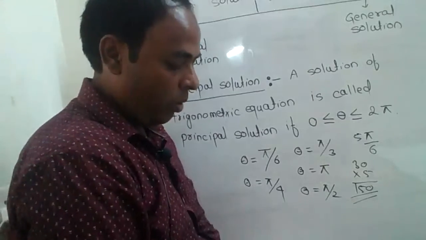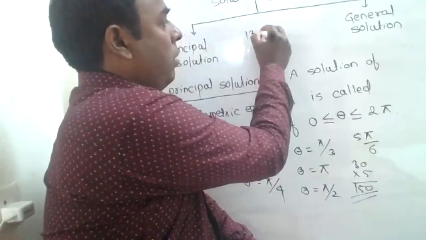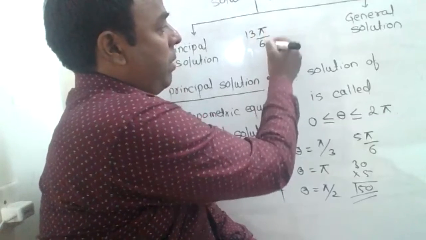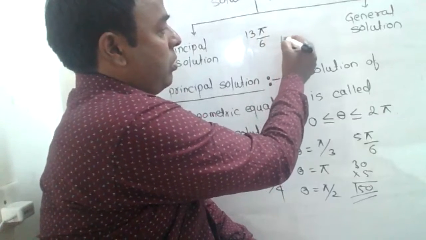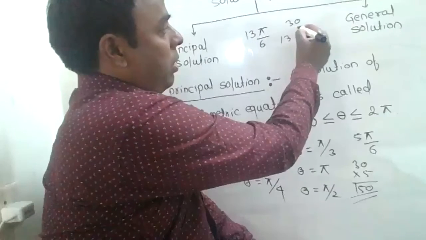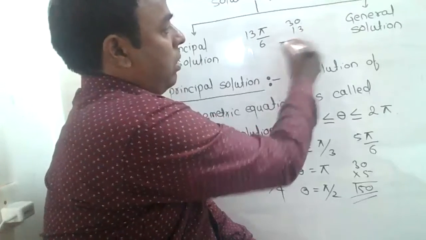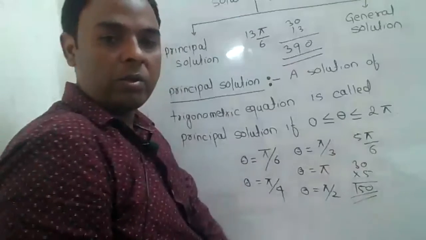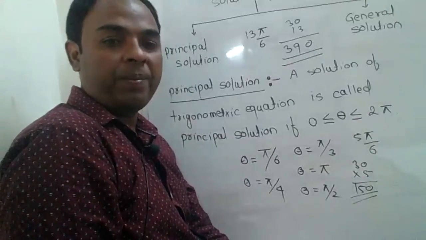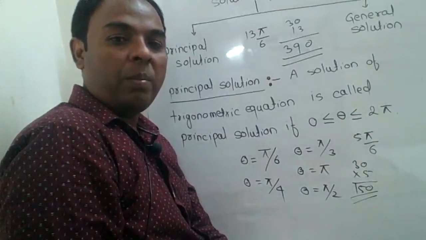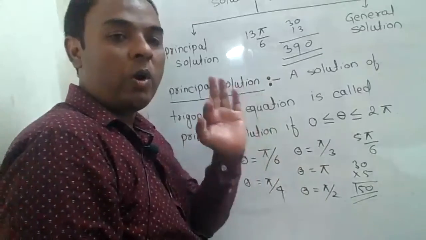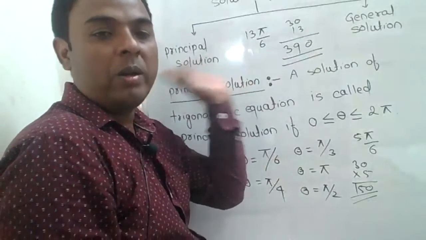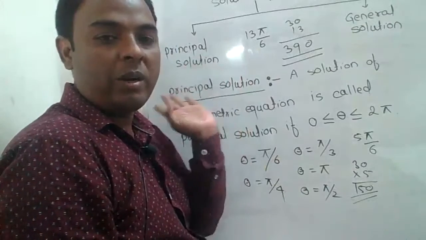Now suppose in your book it is given 13 pi by 6. So pi by 6 is 30. So 30 into 13, it is 390. So it is greater than 2 pi. Therefore 13 pi by 6 is a solution but not a principal solution. It may be a general solution but it is not a principal solution. So that is the definition.